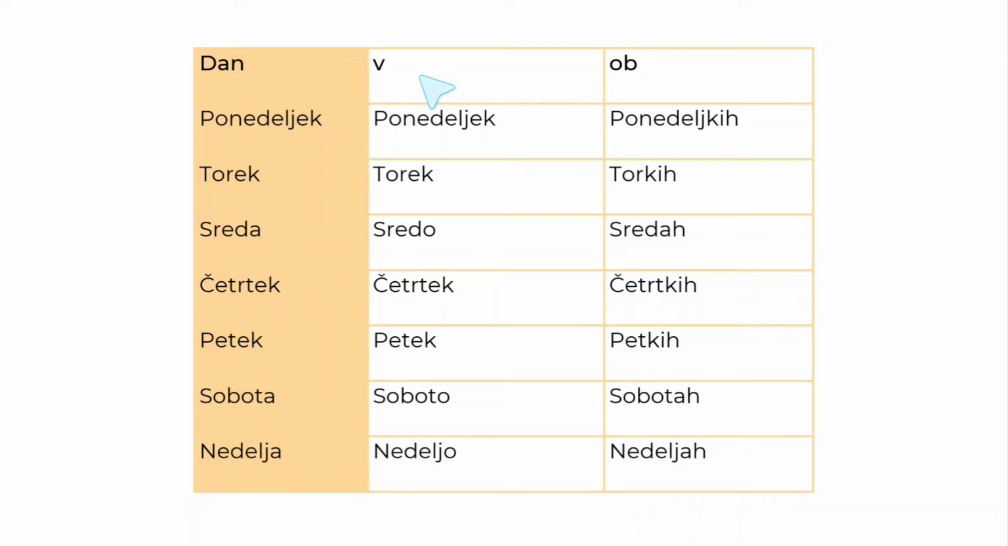Now, v means in or on. On Monday would be v ponedeljek. On Tuesday would be v torek. On Wednesday would be v sredo. On Thursday would be v četrtek. On Friday would be v petek. On Saturday would be v soboto. And on Sunday would be v nedeljo. So v ponedeljek, v torek, v sredo, v četrtek, v petek, v soboto, v nedeljo. You can see that the endings change.